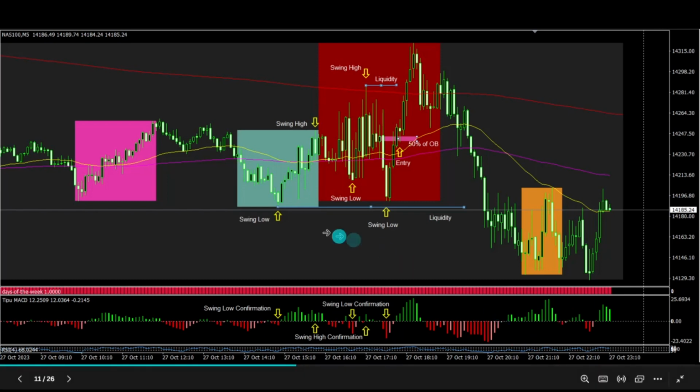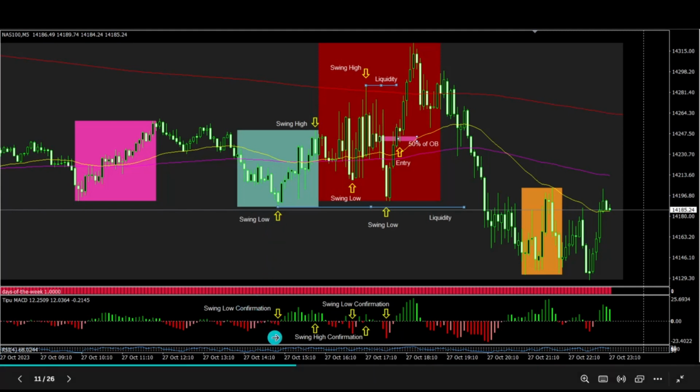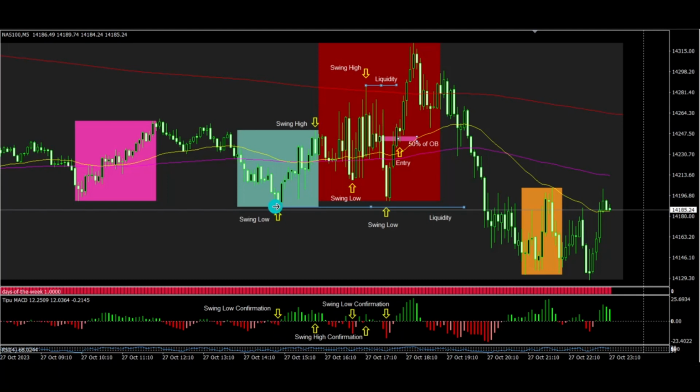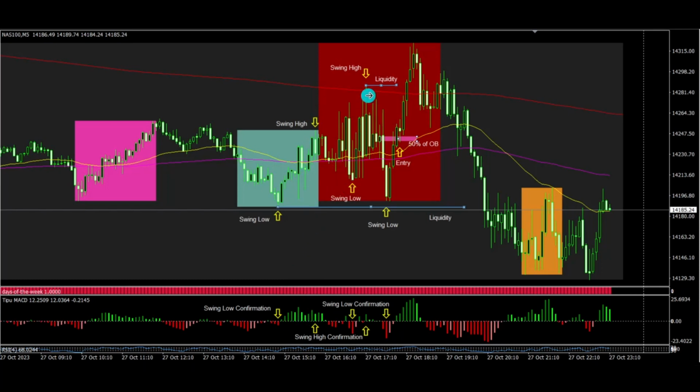Here is a swing low confirmed by the MACD histogram as a red bar, and it fits ICT's criteria of a candle to the left and to the right that is higher. Then we see a swing high fitting ICT's definition, a candle to the left and to the right that is lower. And this is also confirmed by the green bars on the histogram. Here is a swing low and another swing high and a swing low.